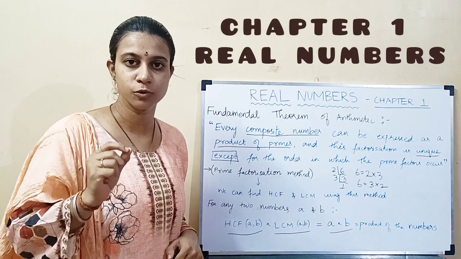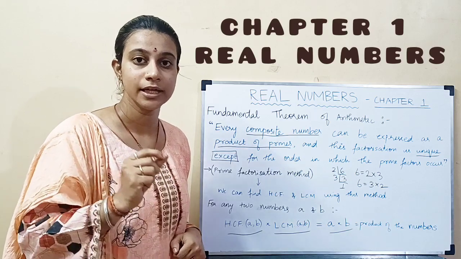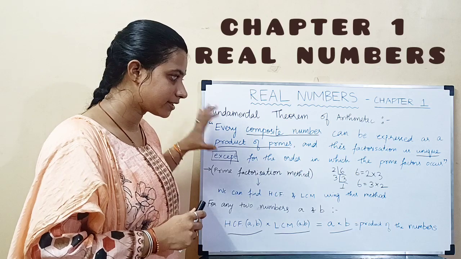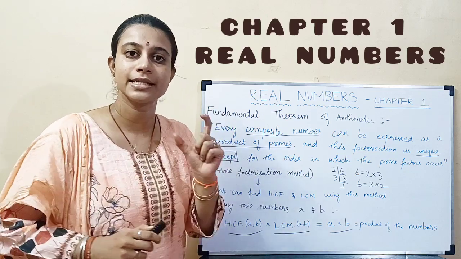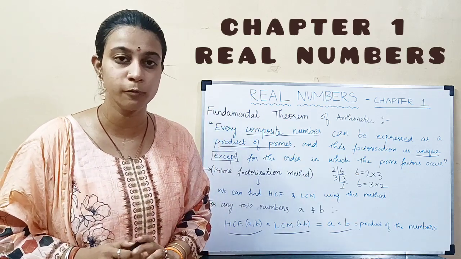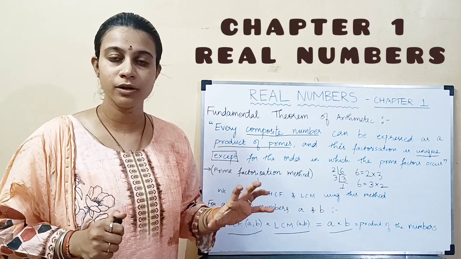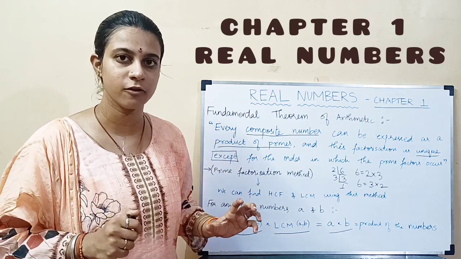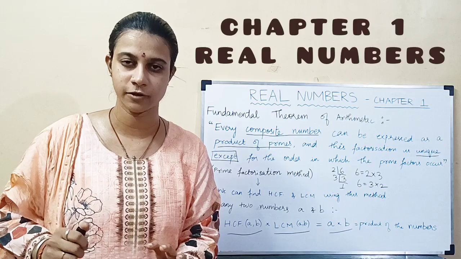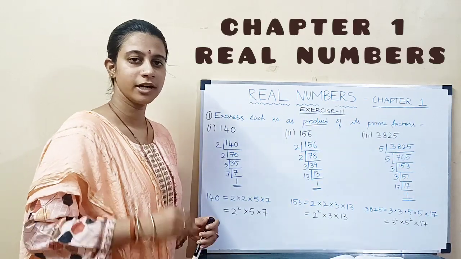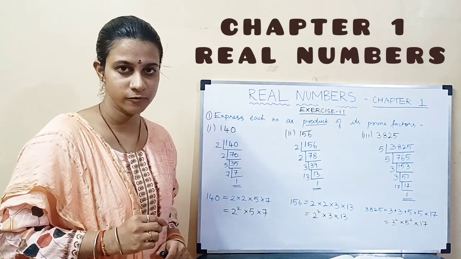Now let's start with exercise 1, which is related to this topic. This information is for those students who are using the previous edition, in which the exercise we are going to start now is exercise 1.2, because in the new edition Euclid's division lemma, the first part of the chapter, is removed. Now we are starting exercise 1 of this chapter.